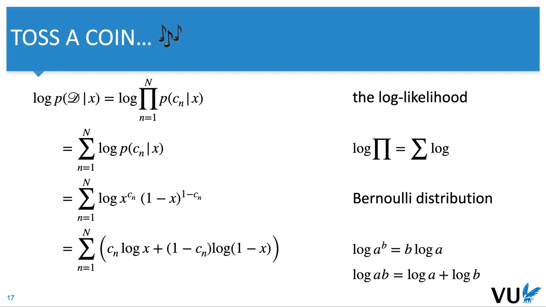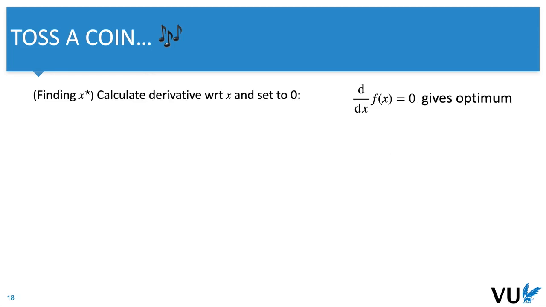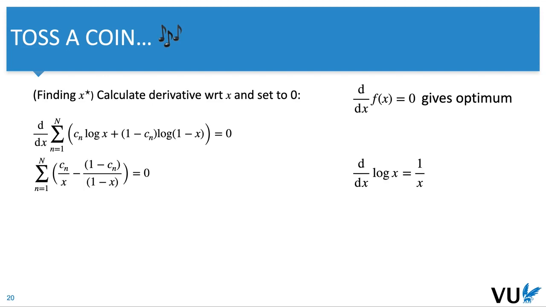Okay, so now we are looking for x. Remember, how can we find an optimum? The simplest thing is to calculate the derivative and set it to 0. This is the analytical way of finding the optimal solution. So how can we proceed? We just take the derivative with respect to x of our log likelihood function, right? And we set it to 0.